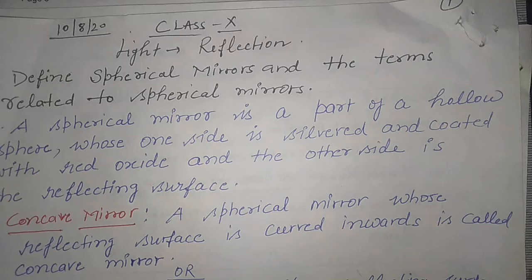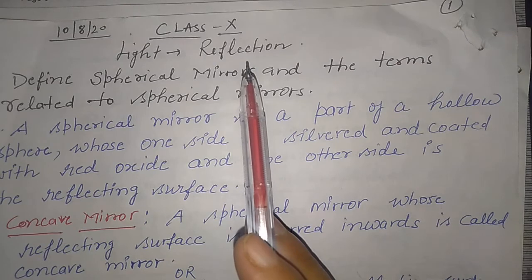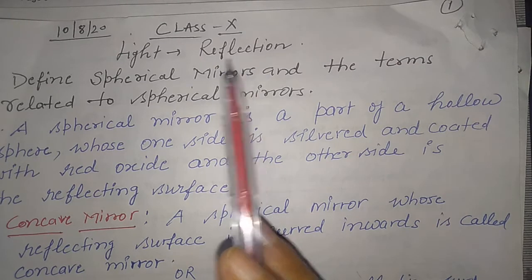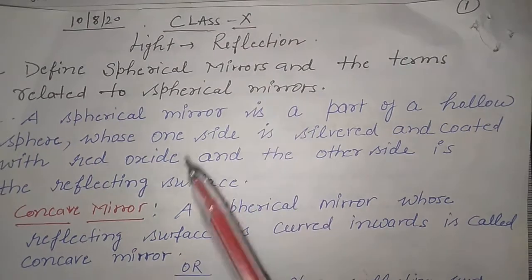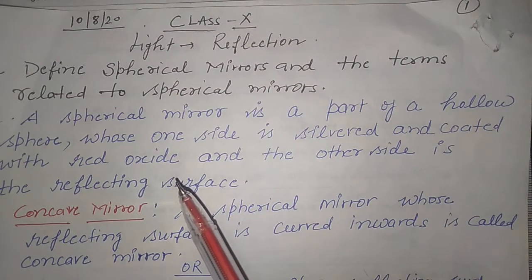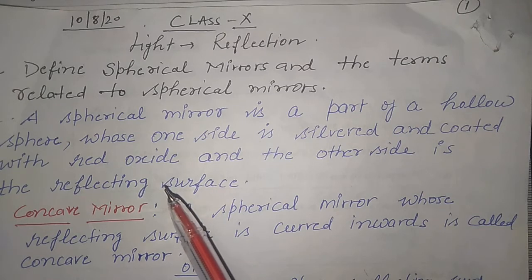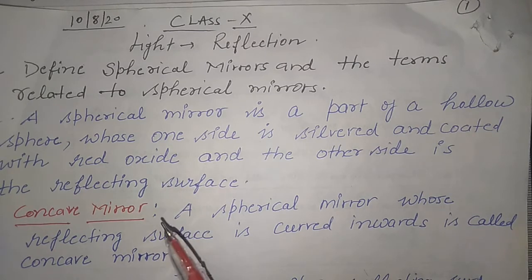Hello everyone, we are going to start our chapter Light Reflection. Previously we have done the terms related to reflection, like what a plane mirror is, what real images and virtual images are, convergence and divergence, the laws of reflection of light, and the type and characteristics of images formed by a plane mirror. All these we have discussed. Now we are going to start the spherical mirrors.